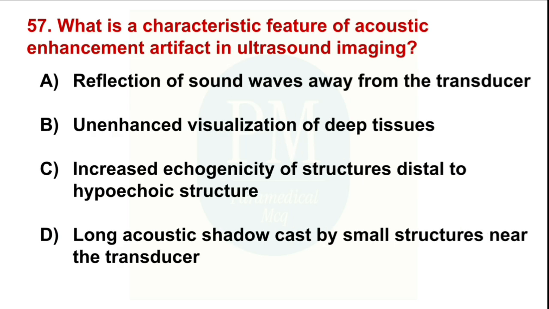What is a characteristic feature of acoustic enhancement artifact in ultrasound imaging? Option A, reflection of sound waves away from the transducer. Option B, enhanced visualization of deep tissue. Option C, increased echogenicity of structures distal to hypoechoic structure. Option D, long acoustic shadow cast by small structures near the transducer. The correct option is option C, increased echogenicity of structures distal to hypoechoic structure.